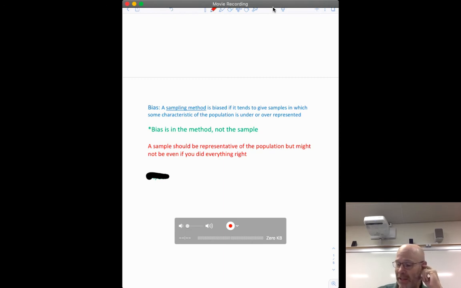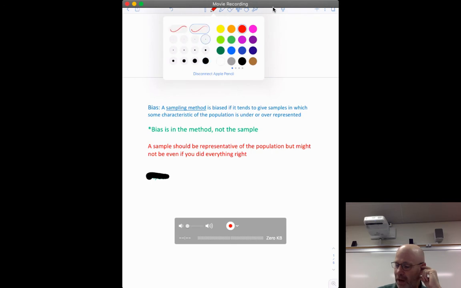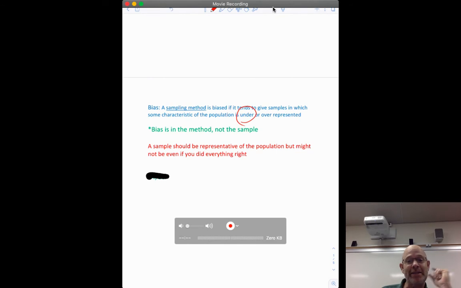quite possibly lead to, oh gosh, sorry about that. A thick pen there. Let me fix that. That would tend to underrepresent upperclassmen, let's say, if I went to the quad.